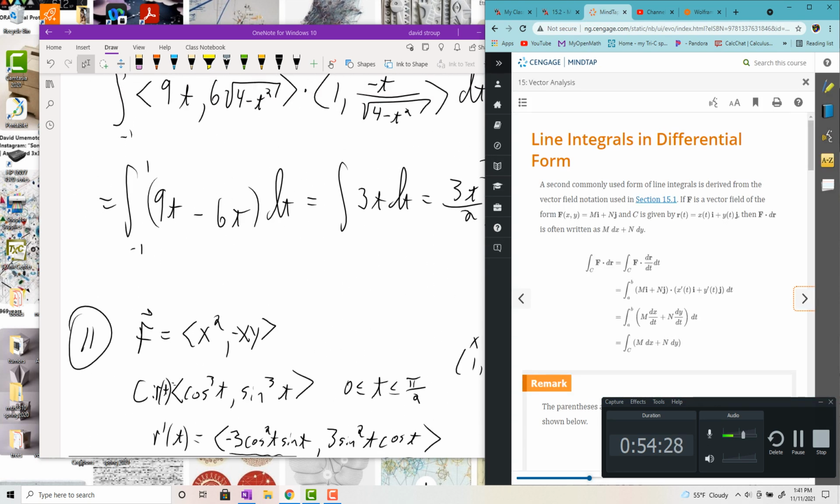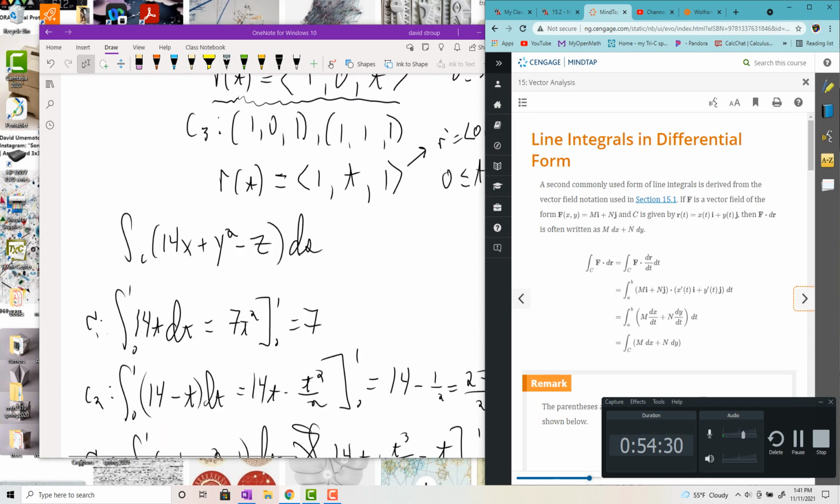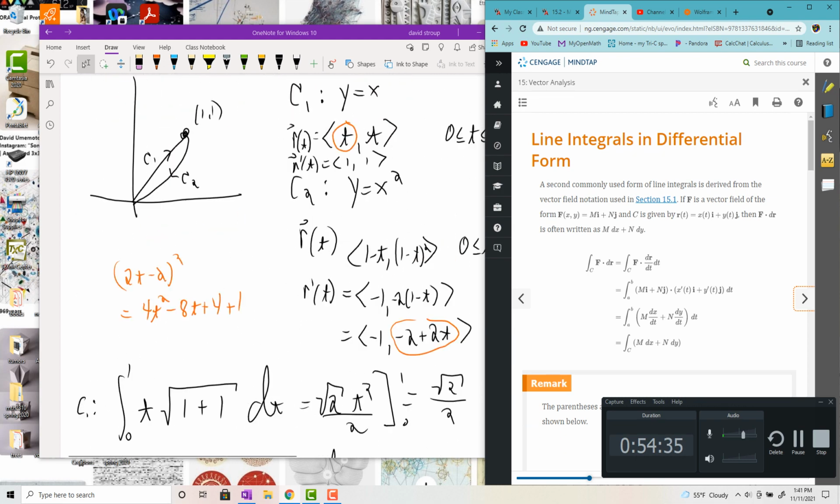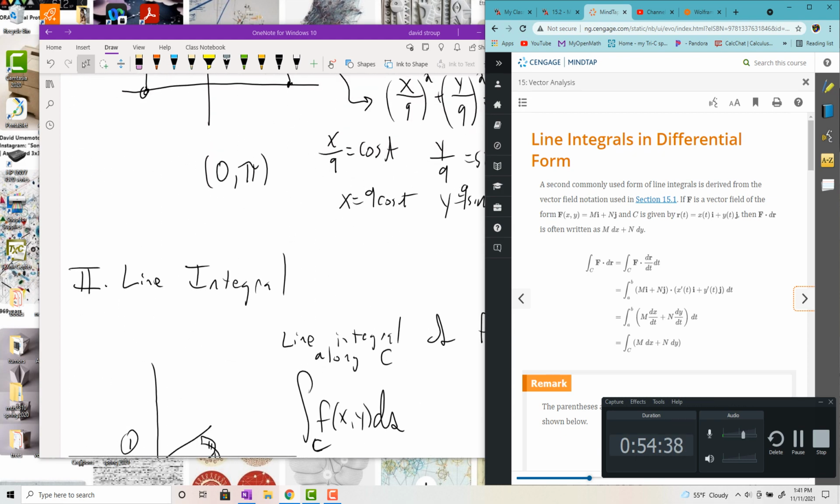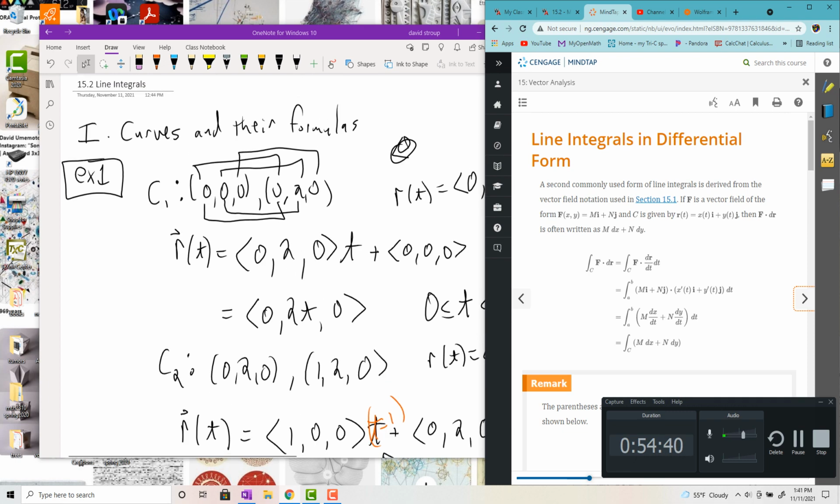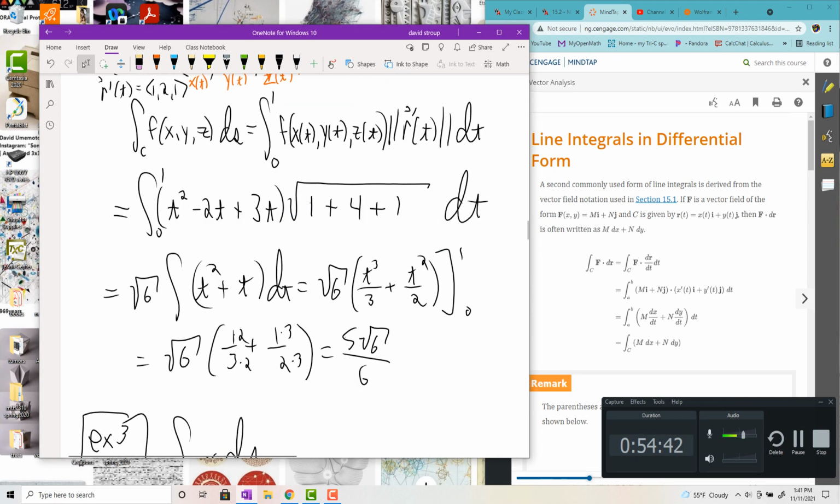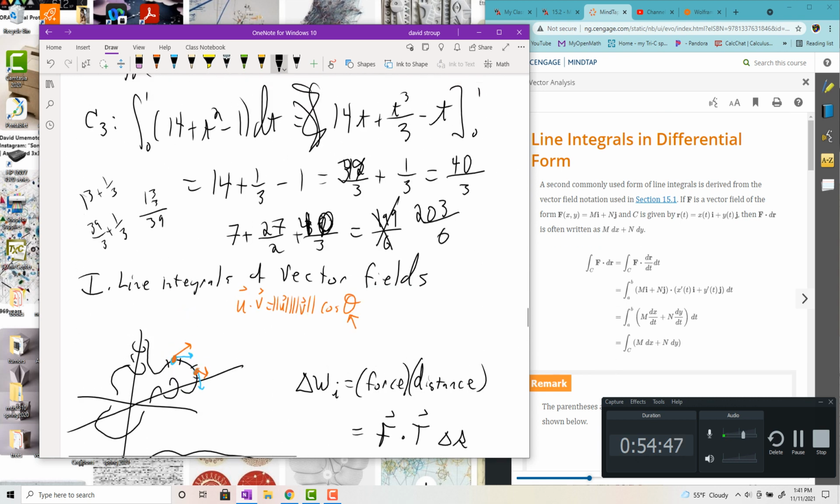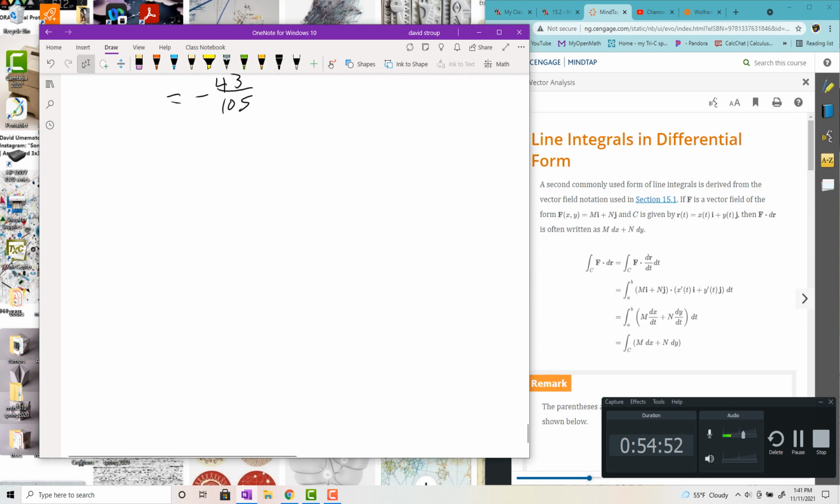So let me find my Roman numerals. And I haven't forgot about our quiz thingamajig. My Roman numerals, I think, went from 1 to 2, back to 1 again. So let me fix that real quick. So this would have been 3, and then we're on section 4. Okay, so line integral in this other form, this differential form.